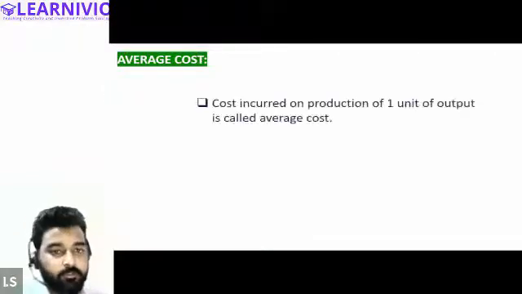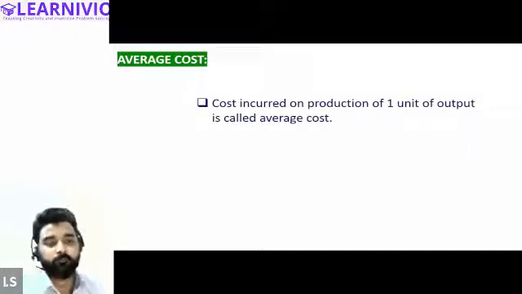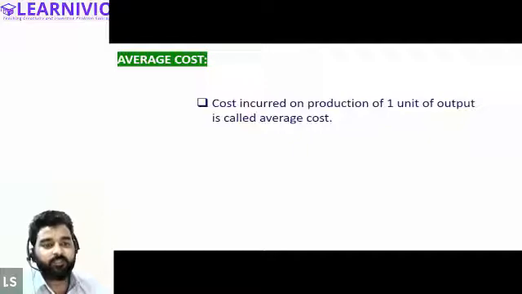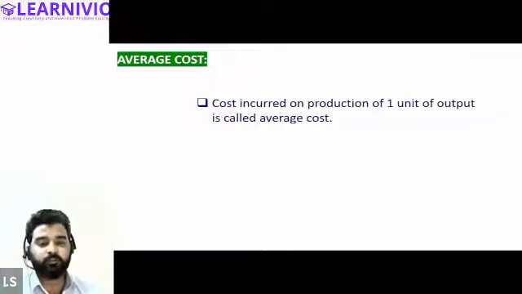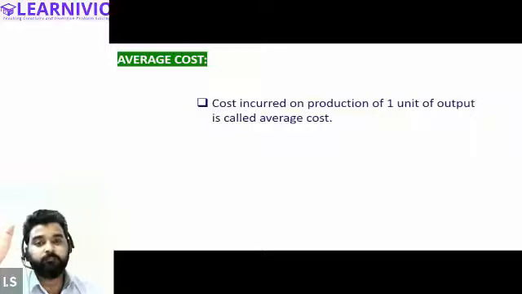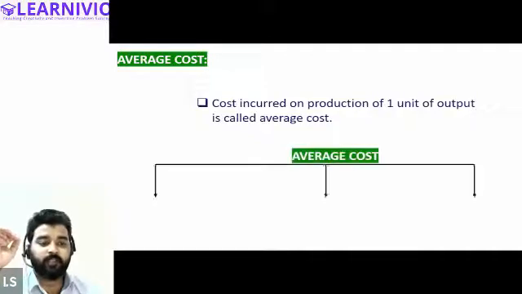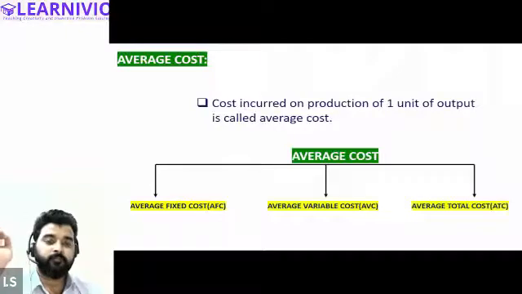Okay, see. So average cost, as I defined, is the cost incurred on production of 1 unit of output. And because we have 3 kinds of costs: fixed cost, variable cost, and the total cost, you can find out the average of every cost. You can find out the average of the fixed, average of the variable, average of the total. Therefore, we can say that average cost can be categorized into 3 parts: average fixed cost, average variable cost, and the average total cost. We have 3 types of averages.